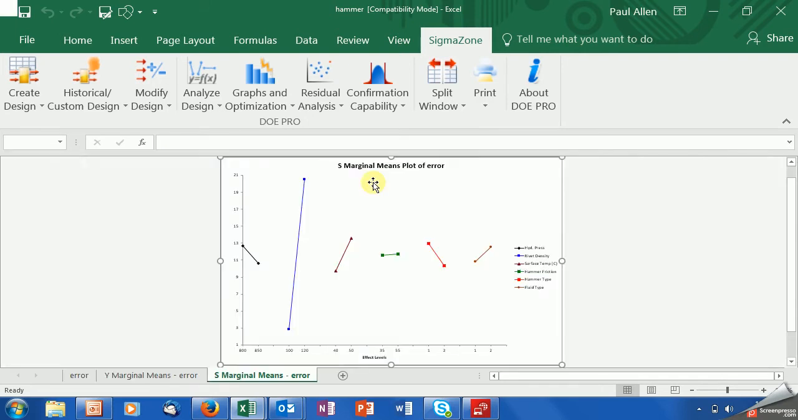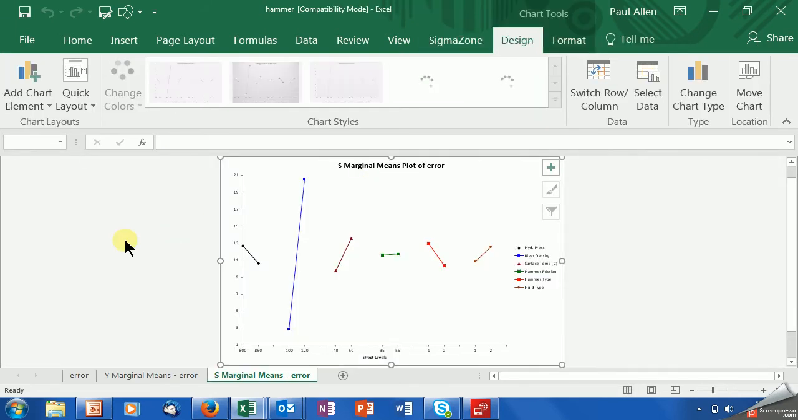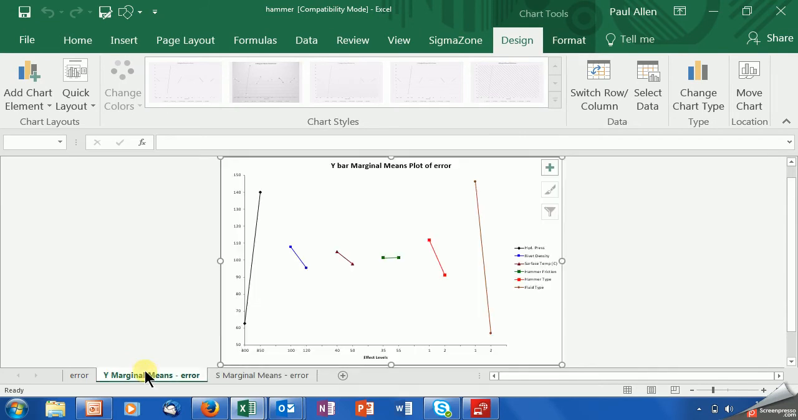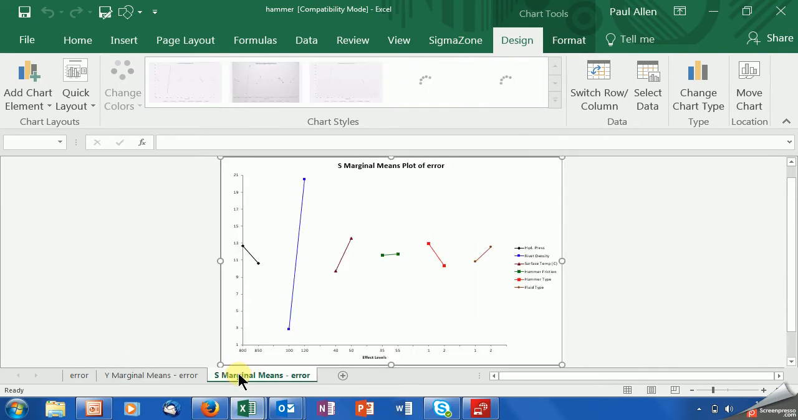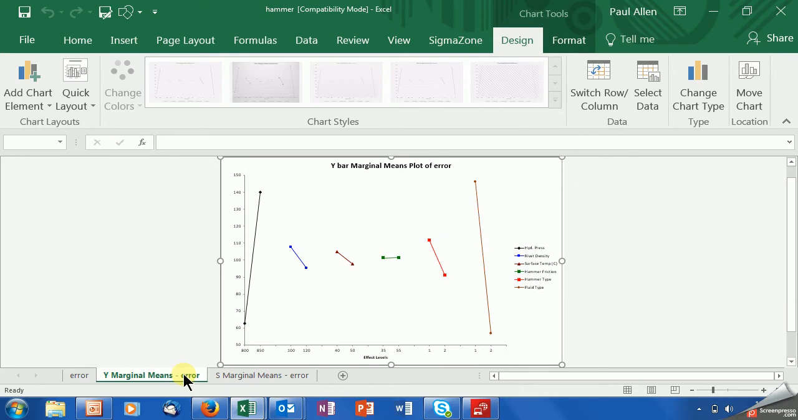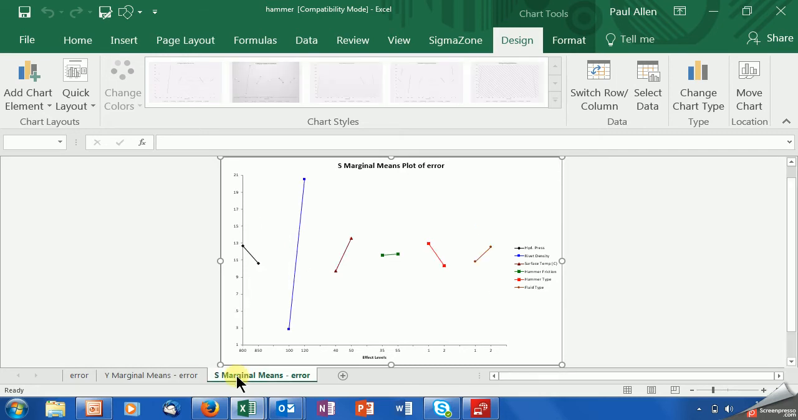And then he draws these two diagrams. So we now have two marginal means plots. One that affects the spread, the consistency of the data. One that affects the target, the signal of the data. So the Y hat is checking the signal. The S hat is checking the noise. Now what we're going to do, whenever you do this, it always lands on S at the end. So it always leaves us on the S graph. That's great, because what we're going to do is we're always going to look at S first.